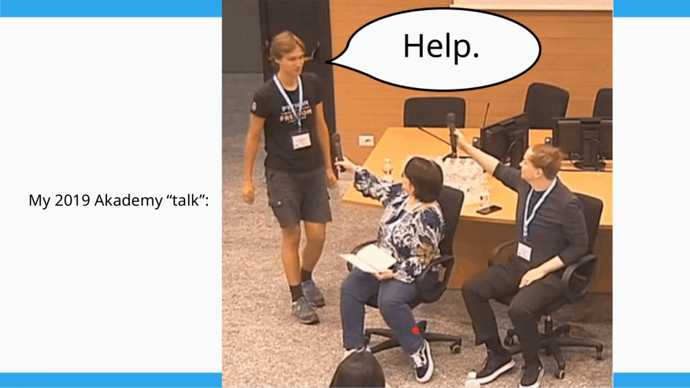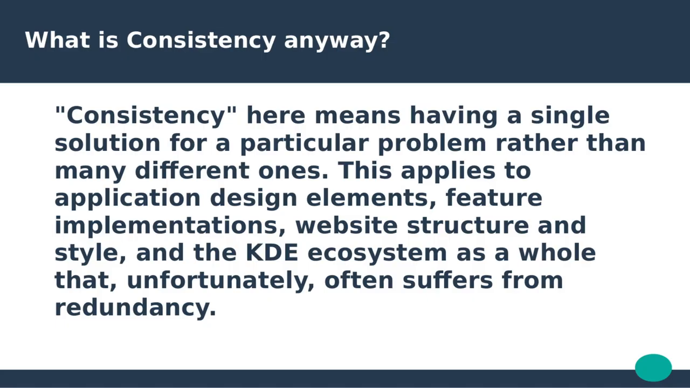Now, let's start immediately with what consistency is anyway. Consistency here means having a single solution for a particular problem rather than many different ones. This applies to application design elements, feature implementation, website structure, and style, and the KDE ecosystem as a whole, that unfortunately often suffers from redundancy. Even though I wrote the above, it still feels a bit like jargon. So let's see an actual example of consistency.